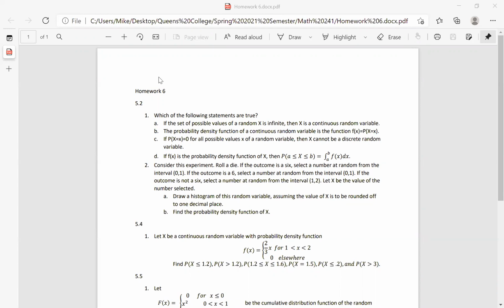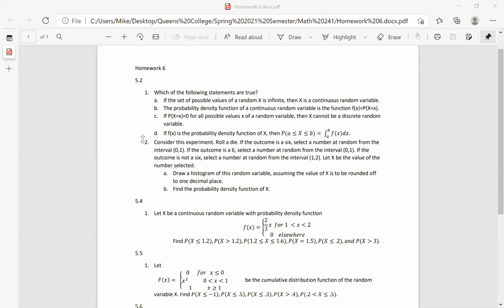Okay, if there's no questions, then I'm just going to go over one or two myself. So let's look at 5.4 number 1. Let x be a continuous random variable with probability density function f of x equals 2/3 x for x between 1 and 2, and find these probabilities. Let's find this probability.